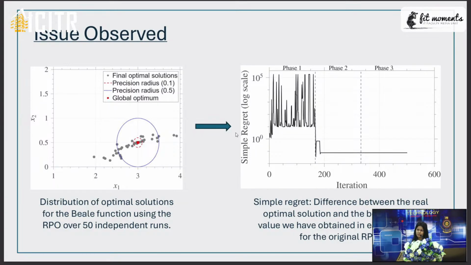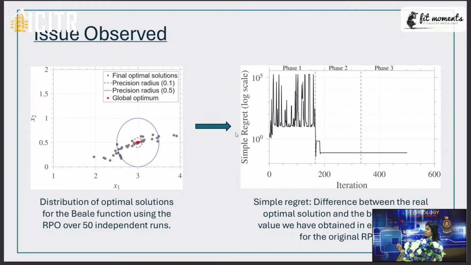Even though this algorithm is developed to balance exploration and exploitation, we could observe a problem when we run the algorithm and look at the outcome. For example, we have visualized the outcomes for the Bealey function here. As you can see, take the global optima shown as the red dot, and take circles with radius 0.1 and 0.5 around this global optima. Out of 50 independent runs, most of the outcomes failed to come inside the red dotted circle.